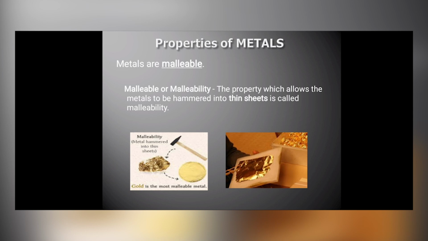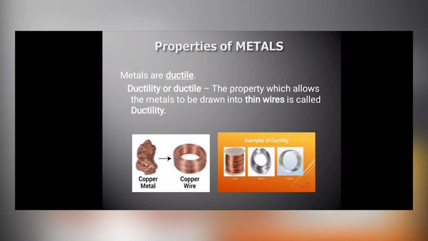On next, the sixth point. The metals are ductile, or the property is called ductility. The property which allows the metals to be drawn into thin wires is called ductility. In the image you can clearly understand how copper metal is transformed into copper wire.